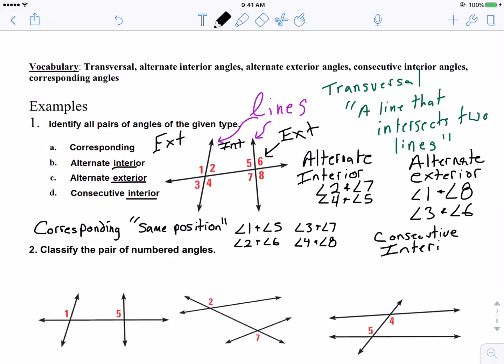Interior. Consecutive interior, again, is going to be interior, but it's the opposite of alternate. It's on the same side. Consecutive, they're next to each other. So angle 2 and angle 5. Or 4 and 7.